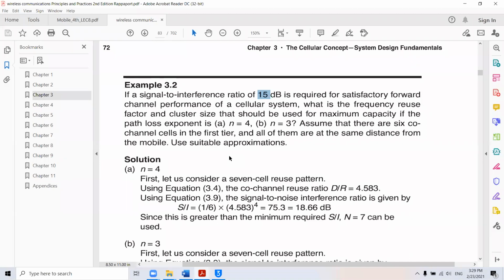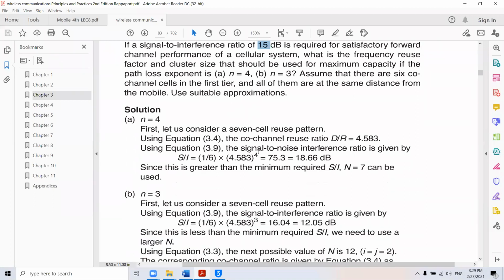In other words, when you are using an omnidirectional antenna, I naught will be 6. That's it. Well, now this is about this example.